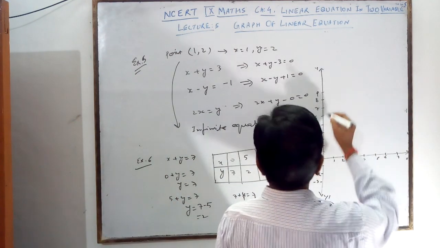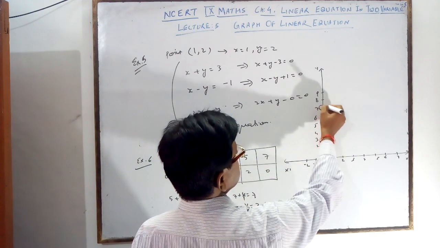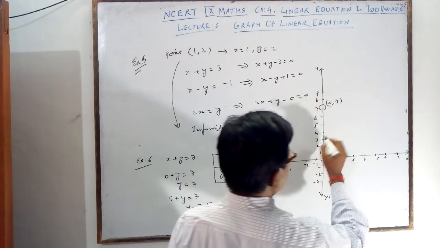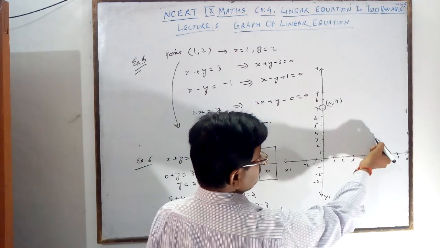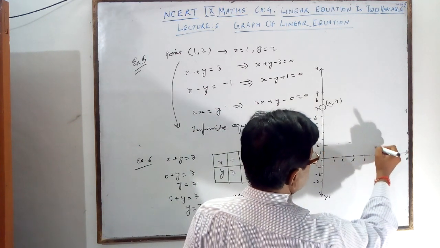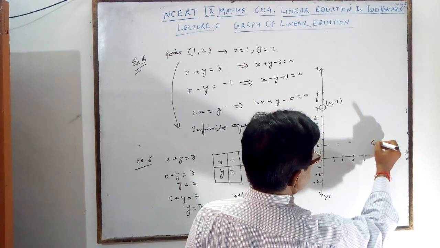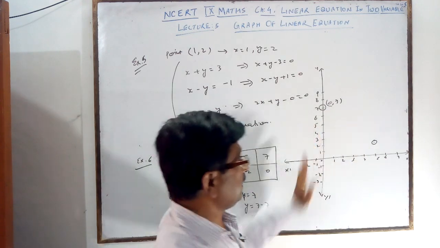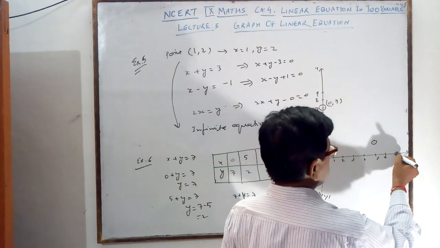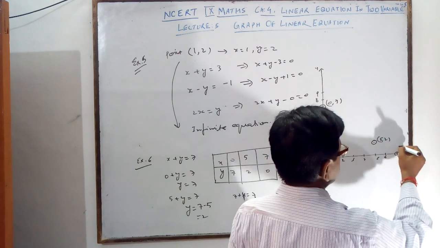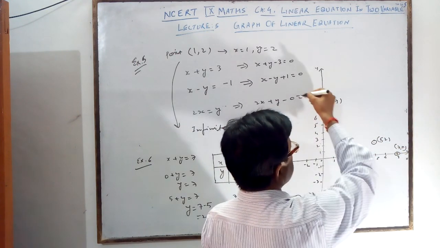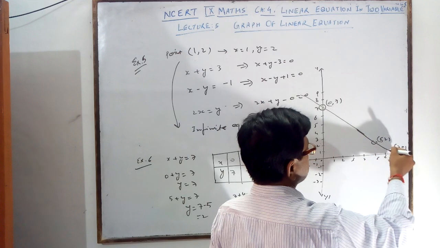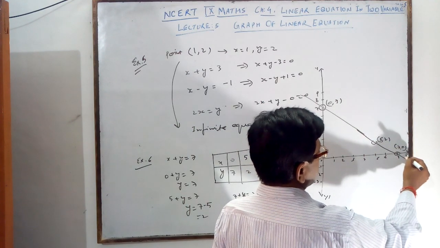So the first point is (0, 7). The second point is (5, 2): 5 is here on x, then 2, you will go here. Then the third point is (7, 0). You get this line on the graph paper, where all the lines are drawn. Then join all the points with a scale and you will get a straight line.